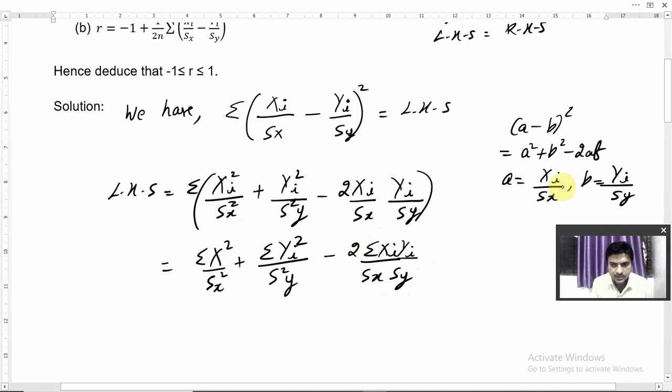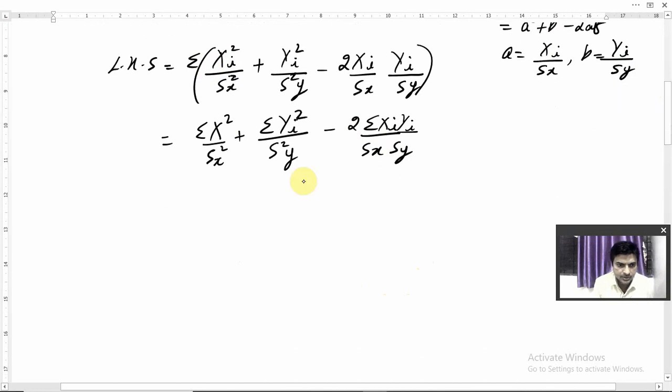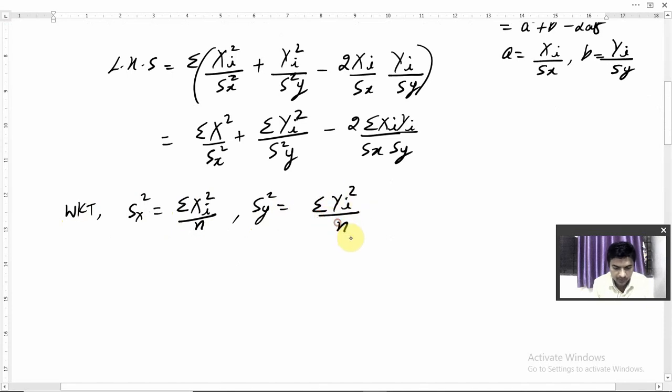So what I have done is taken a minus b the whole square and multiplied the summation inside the bracket. Students, first you should remember the definitions; in my previous video you can watch all the definitions. In that we must know that sx square is nothing but summation xi square divided by n, and sy square is equal to summation yi square divided by n. Similarly, sxy is nothing but summation xi yi divided by n.